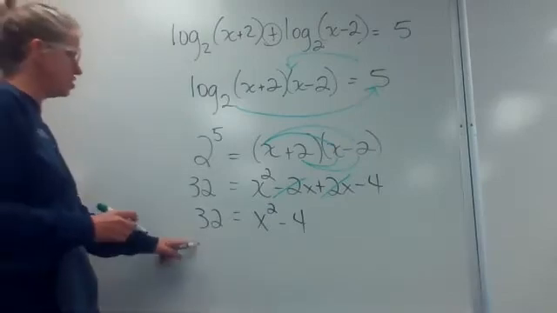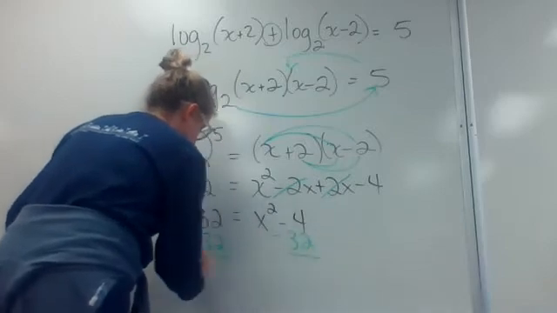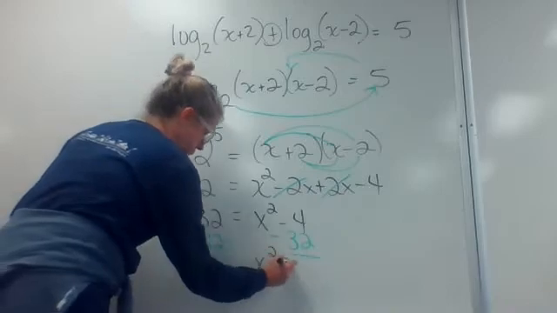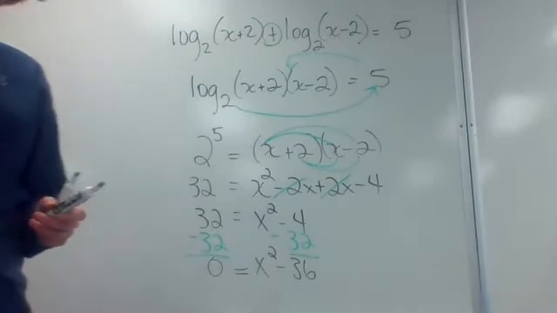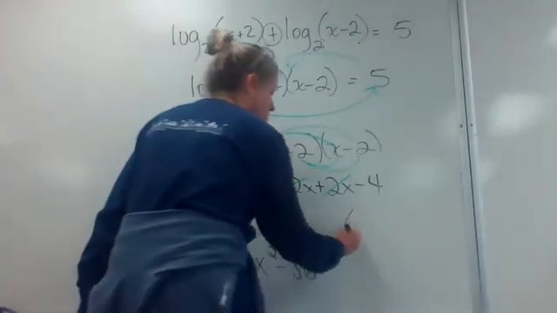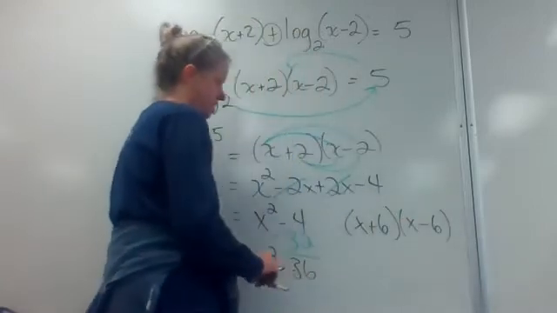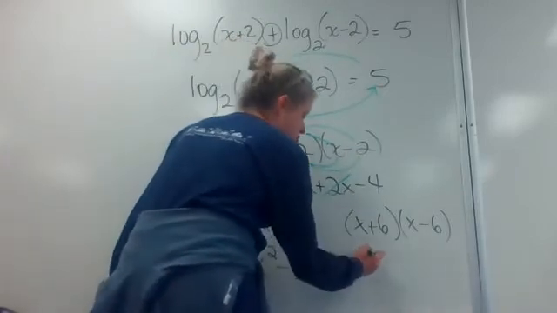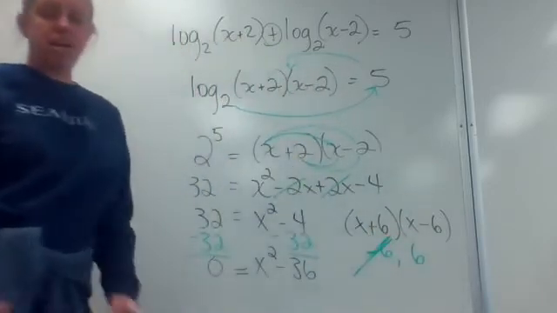So again, it's quad, so I need to move the 32 over. So I'll subtract 32. So 0 equals x squared minus 36. And I can put that in quad if I want, but this is not a bad factoring problem, right? It's a difference of perfect squares. So it'd be x plus 6, x minus 6. Now, if I set those equal to 0 and solve them, this solution would be negative 6. This one would be positive 6. And don't use that negative.